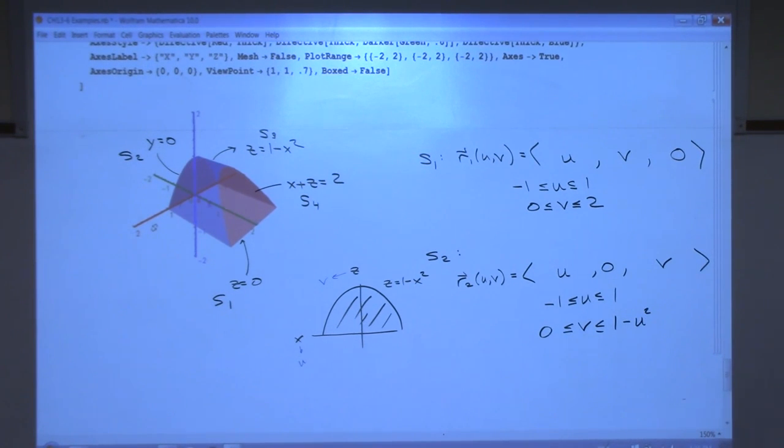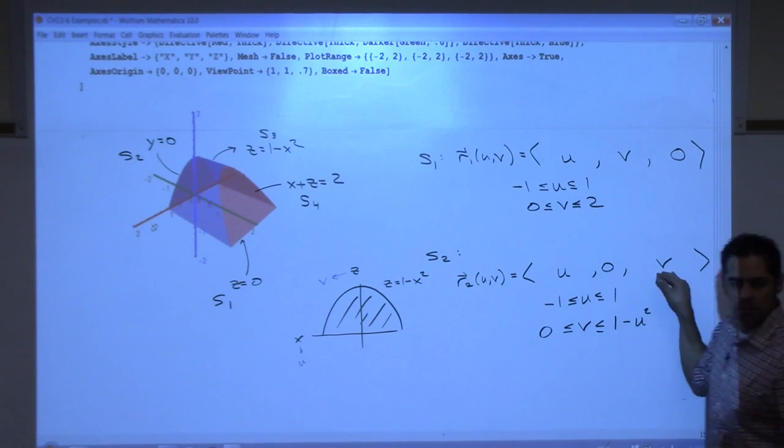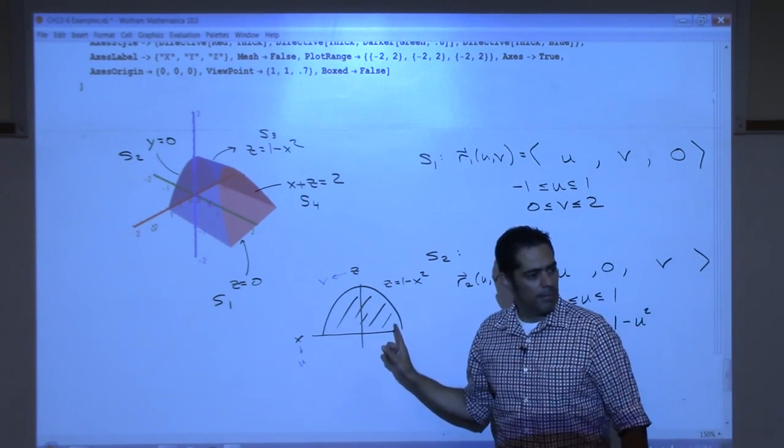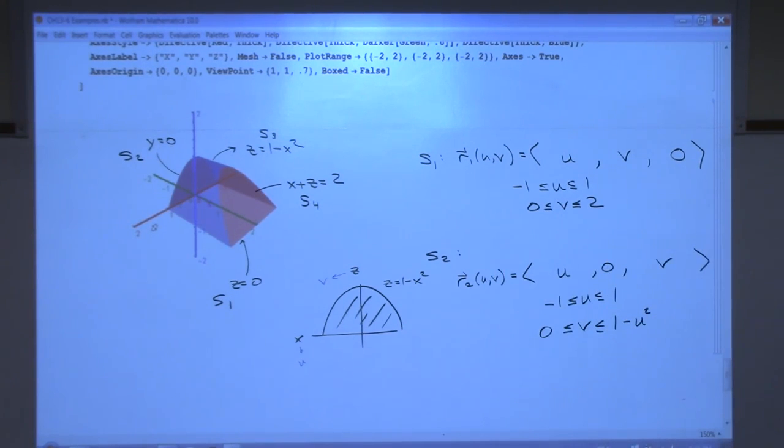Again, let me ask you one time again. If I put 1 minus u squared here, then you wouldn't have a v, and what would that have drawn? Just the curve, right? All right, I'm good with that. What do you want to do next?